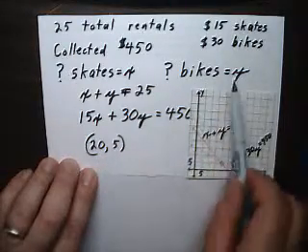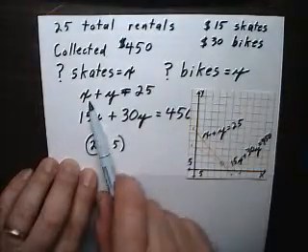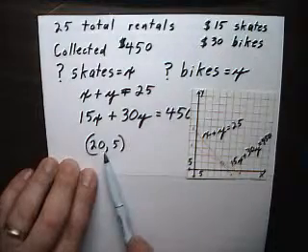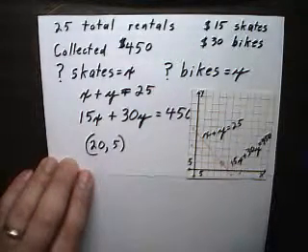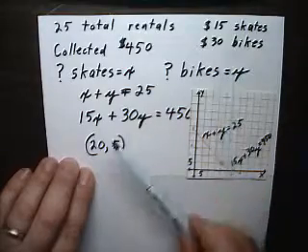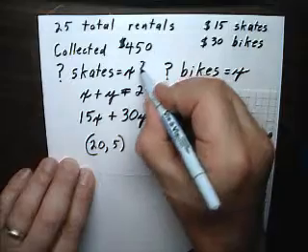X was the number of skates and y was the number of bikes. And you can see that x plus y equals 25. They had 25 total rentals, and that's what my solution represents. And it says that's 20 skates and 5 bikes.